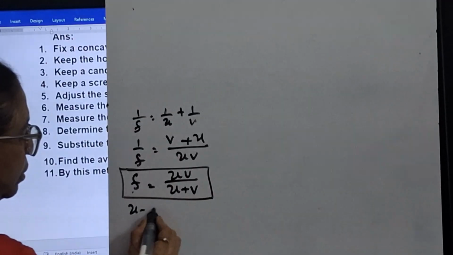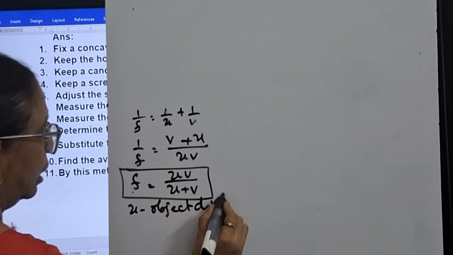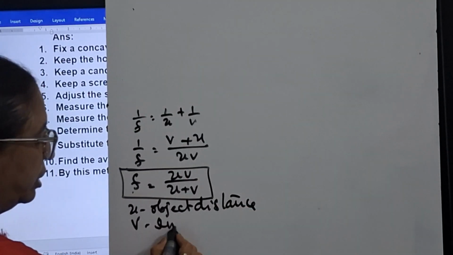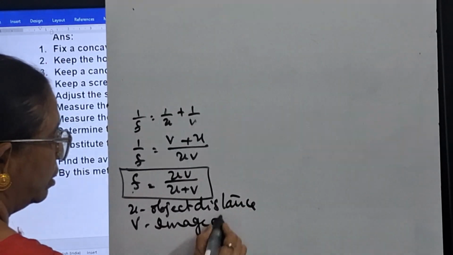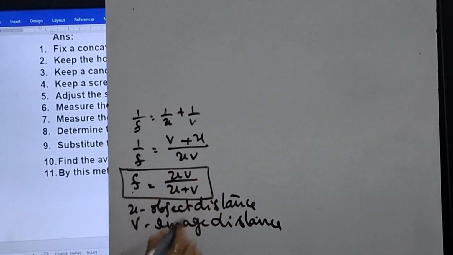What is u? u is object distance. And what is v? v is image distance, which you are measuring by using the scale. So if you substitute these values, you will be getting various values.